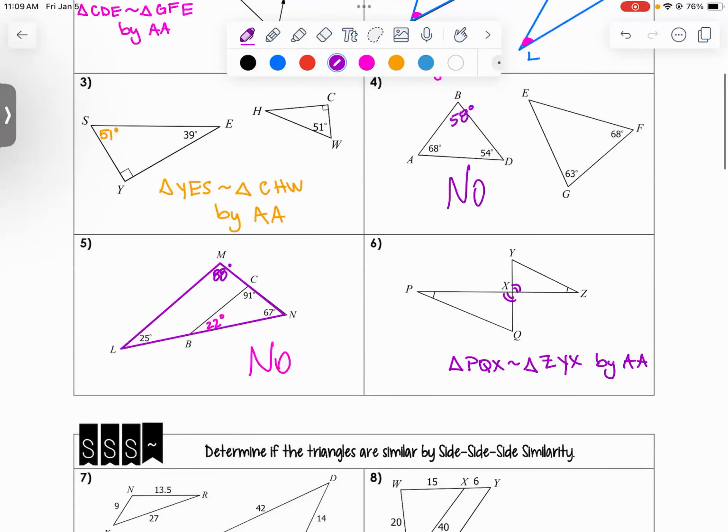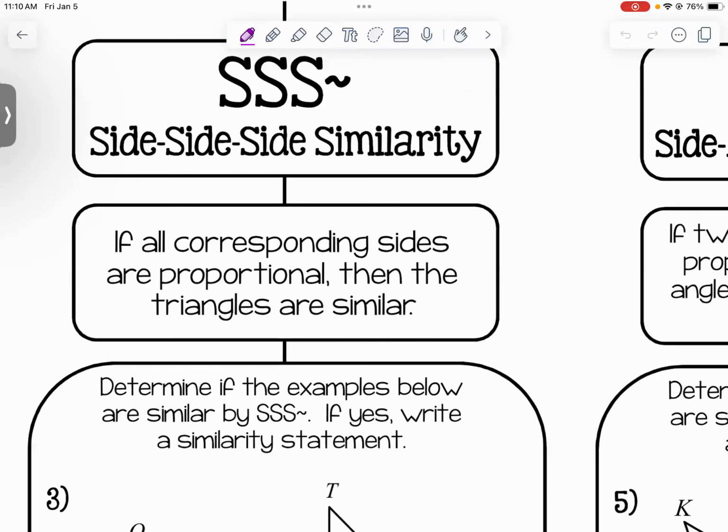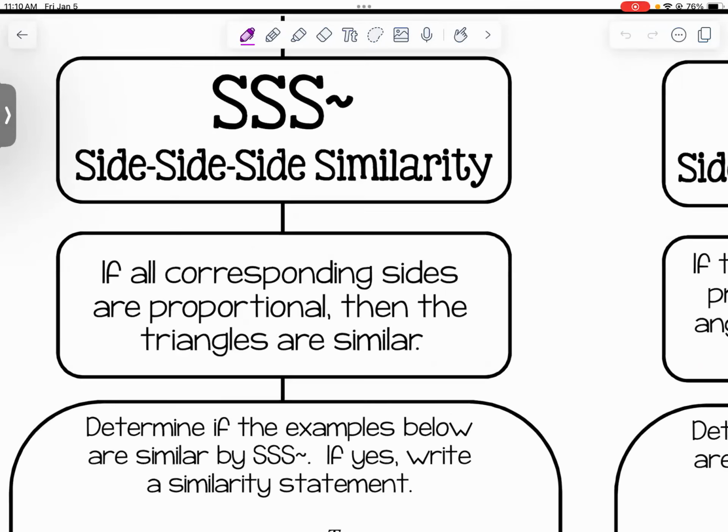Let's talk about side proportionality. Similarity, sorry, I'm getting ahead of myself. To test for this, if all sides are proportional, then the triangles are similar. What does that mean? Every single pair of sides needs to have the same ratio. So we would need to test 3 fractions to make sure they all were the same ratio.